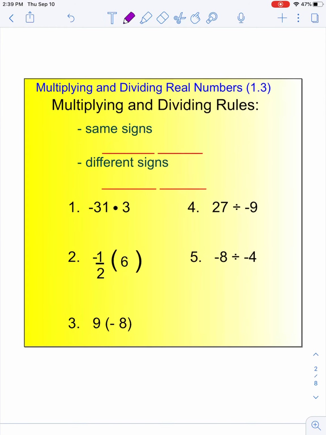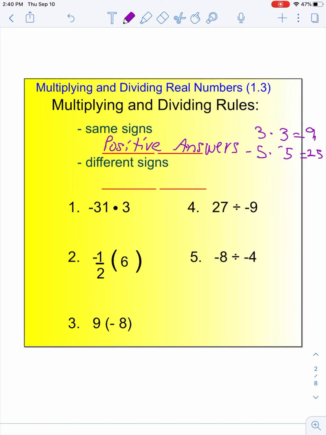So there are some rules that are actually pretty simple for multiplying and dividing positive and negative numbers. If the two numbers have the same signs, either both positive or both negative, your answer is always going to be a positive answer. So if you have two positive numbers multiplied together, you will always get a positive answer. But if you have two negative numbers multiplied together, the answer is always going to still be positive.